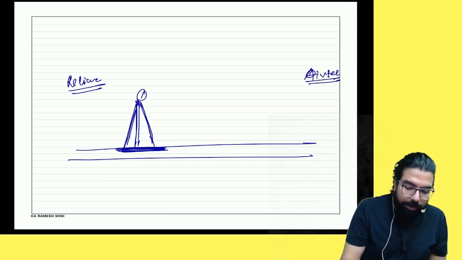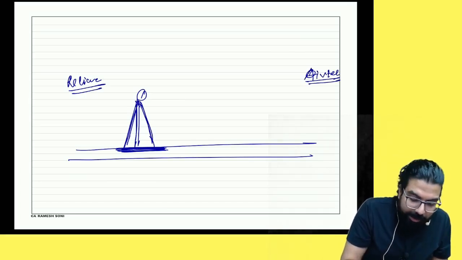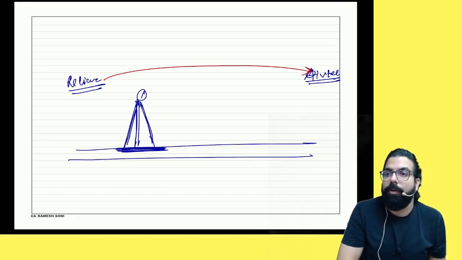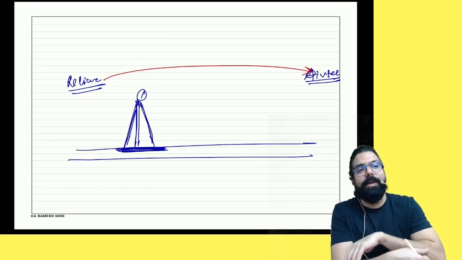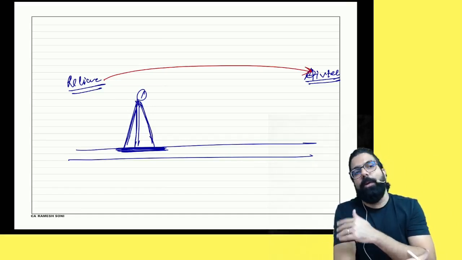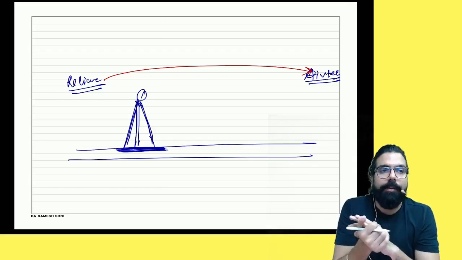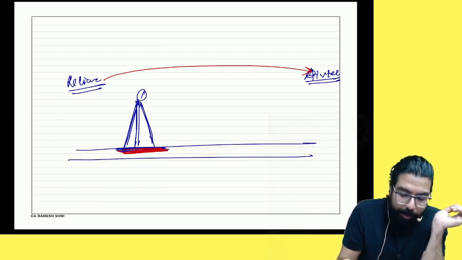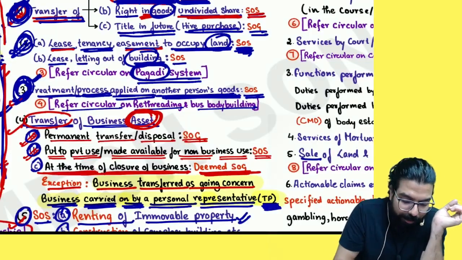Airtel told Reliance, can you give me this tower on rent to use? Can it happen? In one area, Reliance's tower is there, Airtel's tower is not there. Airtel told Reliance, can you give me the tower to use? Rent. Is it movable property or immovable property? Immovable property. So when you give it on rent, is it supply of goods or supply of service?